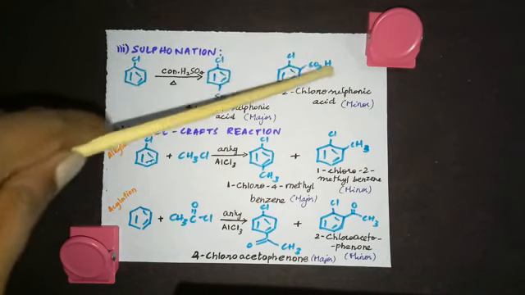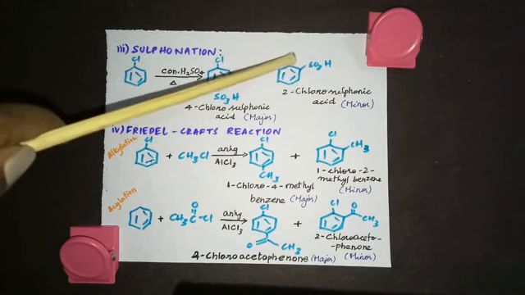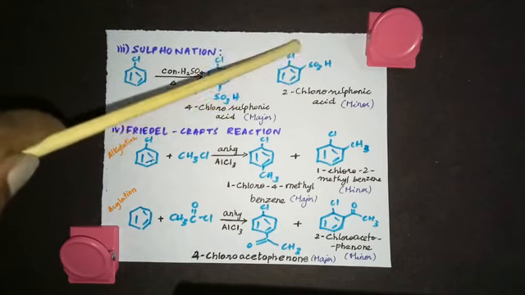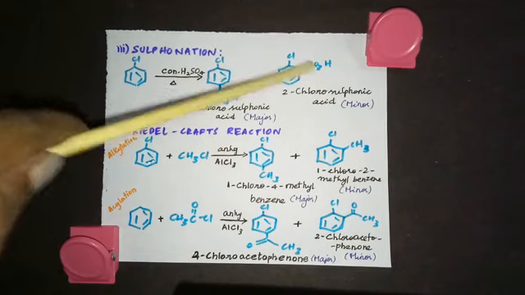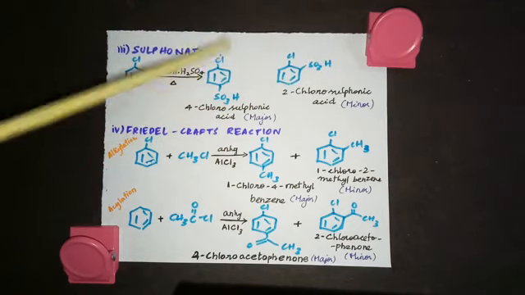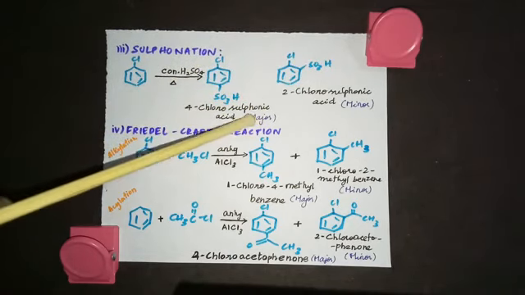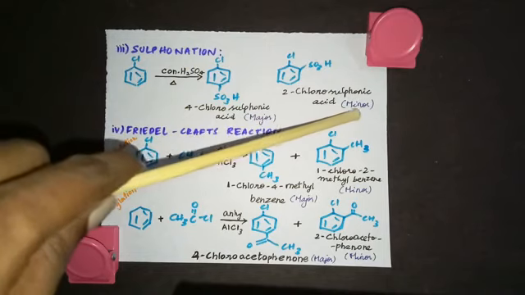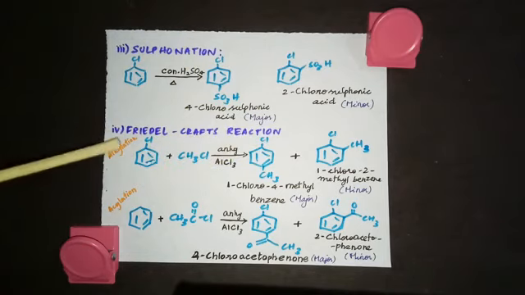Without chlorine, this is called sulfonic acid. So in the second position, this is taken as the first position. 2-chlorosulfonic acid and 4-chlorosulfonic acid. Again, para is the major product and ortho substituted product is the minor product. And the last reaction is called the Friedel-Crafts reaction.